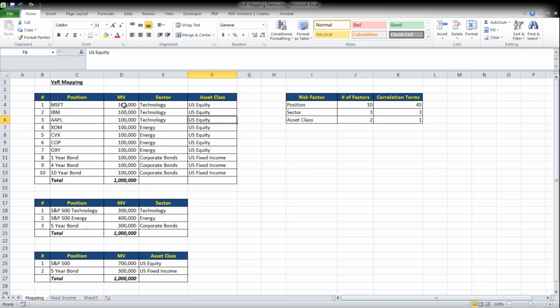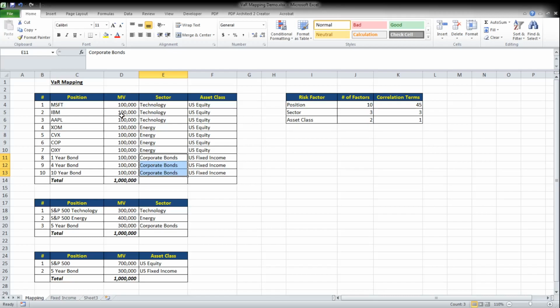So here's the example. We have 10 different positions, $100,000 invested in each of these positions for a total of $1 million. How can we use VaR mapping approach? So there are two different general risk factors that I chose for this example. One of them is a sector and the other one is an asset class. So we have stocks belonging to two different sectors, technology and energy, and we have all bonds belonging to the same sector or class known as corporate bonds.